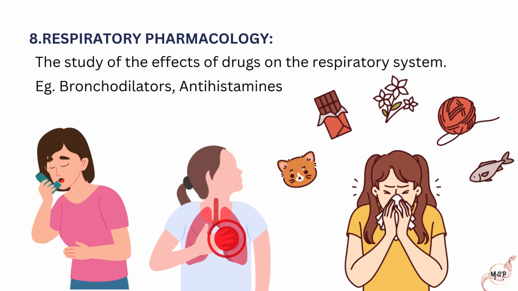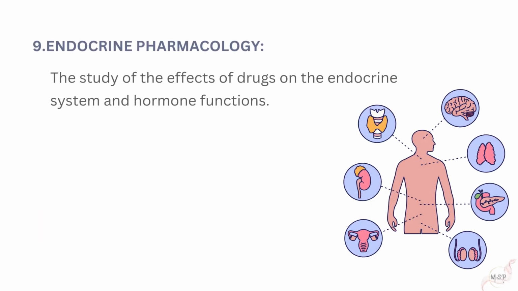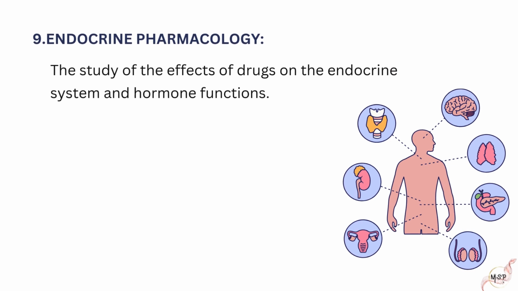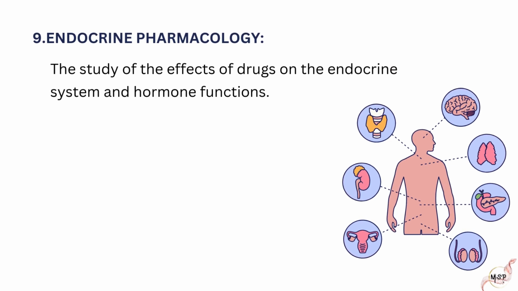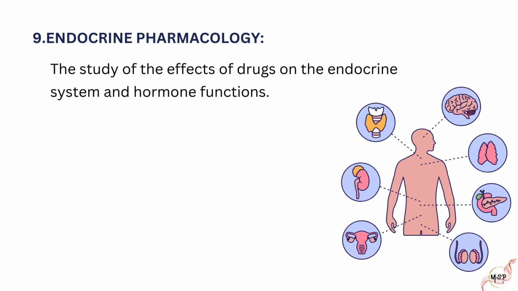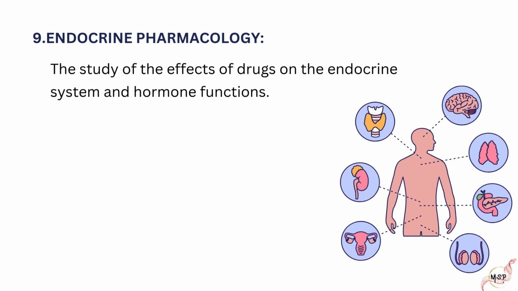Next one is endocrine pharmacology. This is a study of the effects of drugs on the endocrine system and hormone function. So this branch of pharmacology focuses on drugs that regulate hormone levels in the body, which is essential for maintaining homeostasis and treating various endocrine disorders.